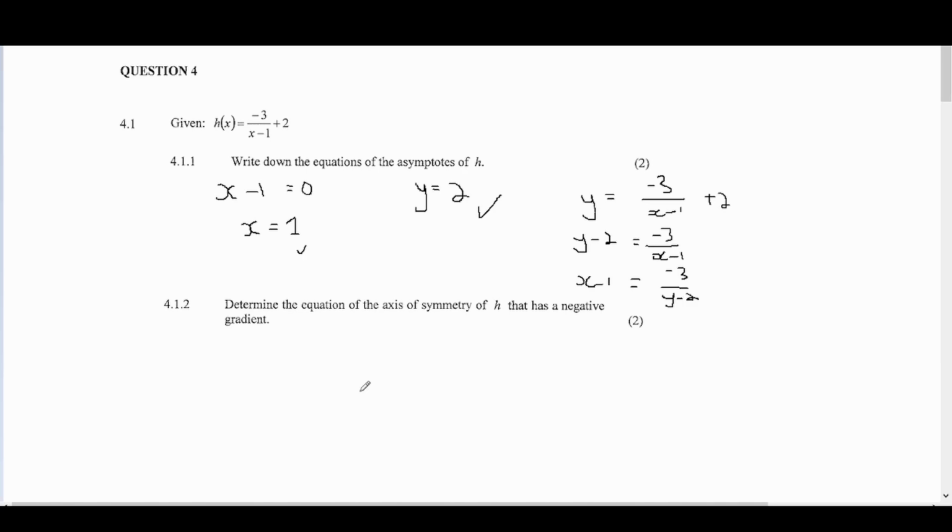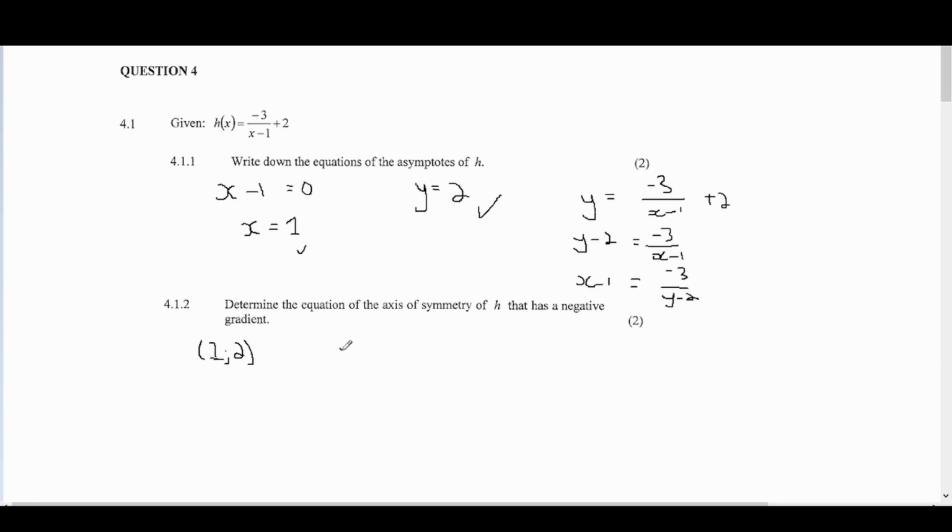We're going to be using our asymptotes, because we know that our graph doesn't touch our asymptotes, but our axis of symmetry will go right through where these asymptotes intersect. So that's going to be at the position of x equals 1 and y equals 2. So we can then take this and calculate our normal straight line.